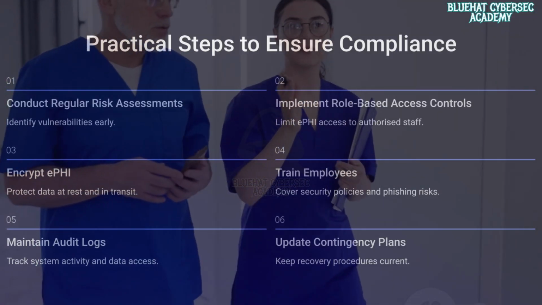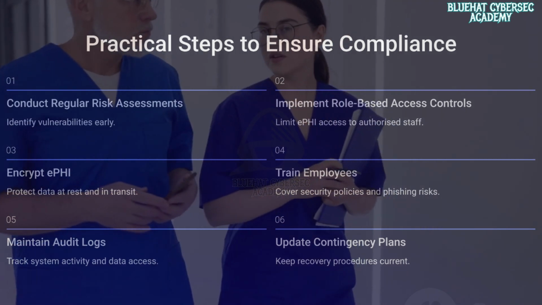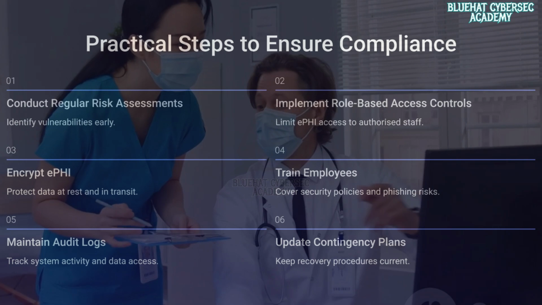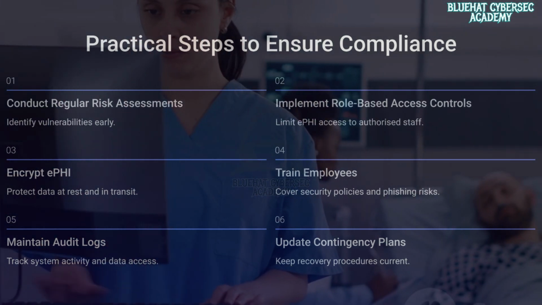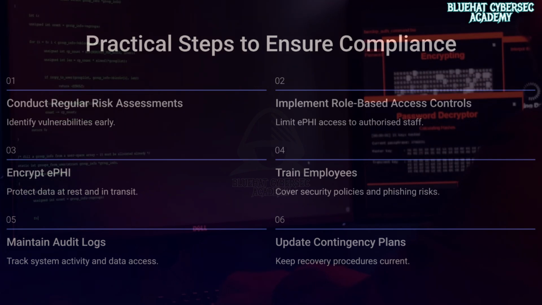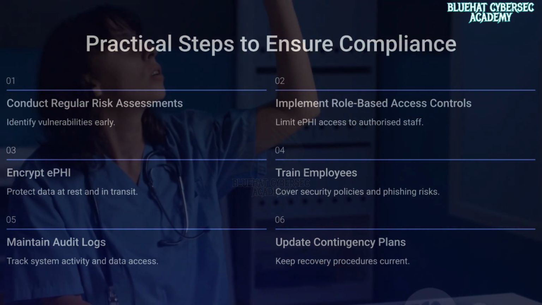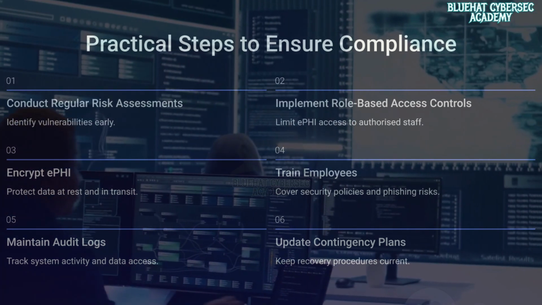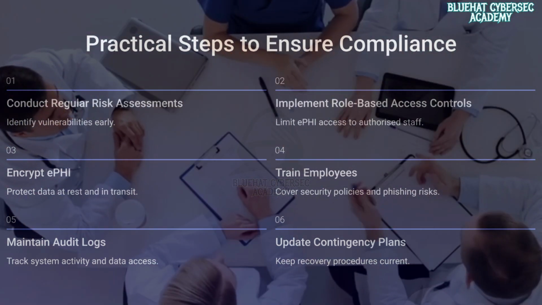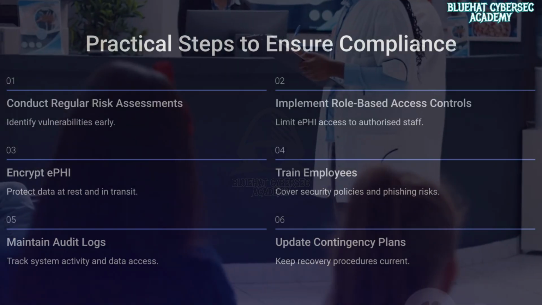So, what can healthcare organizations actually do to ensure compliance? Well, they should conduct regular risk assessments to spot vulnerabilities, use role-based access controls for staff, encrypt ePHI both in storage and transmission, train employees on security policies and phishing risks, maintain audit logs and monitoring systems, and keep contingency and disaster recovery plans up to date.